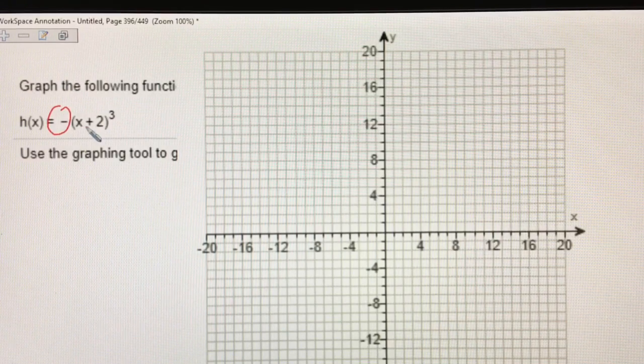This has a negative reflection, and it goes left 2. It's a cube. So I'm going to go to negative 2, plot my dot, and the array of points that goes with a parabola are 1, 3, 5. This is going to be 1, 7, 19. Those are the coordinates that go with the parabola.